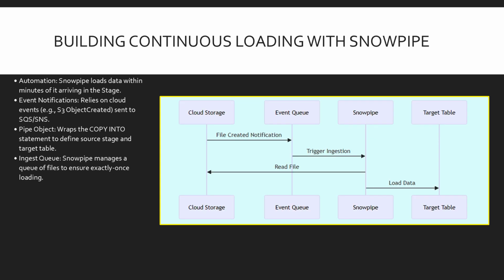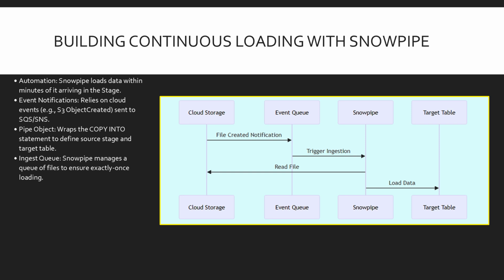Now let's automate. We use Snowpipe for continuous loading. Unlike a scheduled bulk load, Snowpipe listens for event notifications directly from your cloud storage. As soon as a file lands in your S3 bucket, a notification is sent to Snowflake. The pipe object, which wraps your copy command, sees this event and queues the file for ingestion. This moves you from a batch mindset to a near real-time streaming mindset, ensuring data is available for analytics almost instantly.